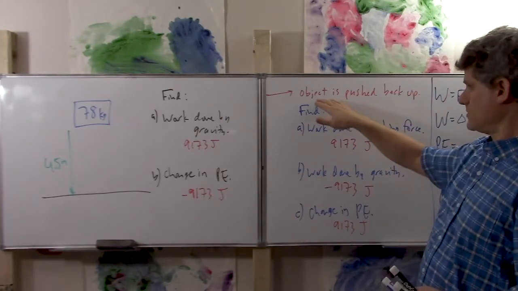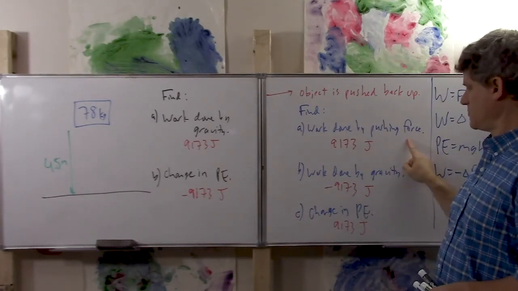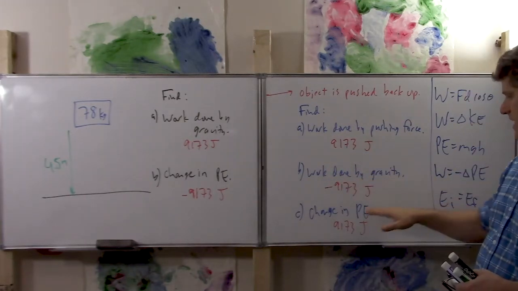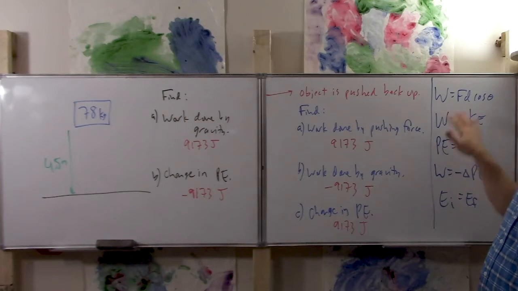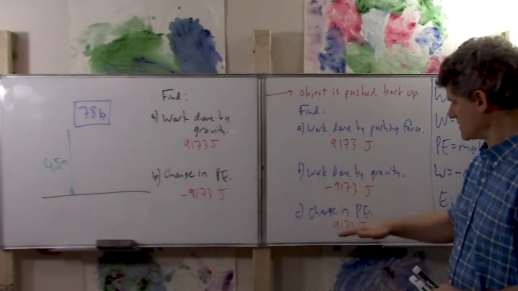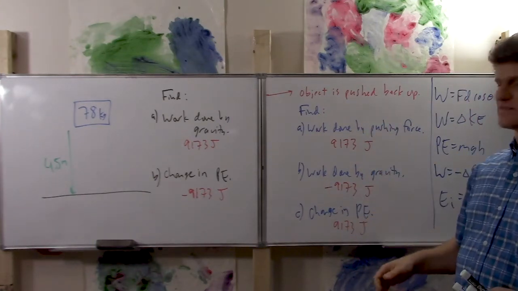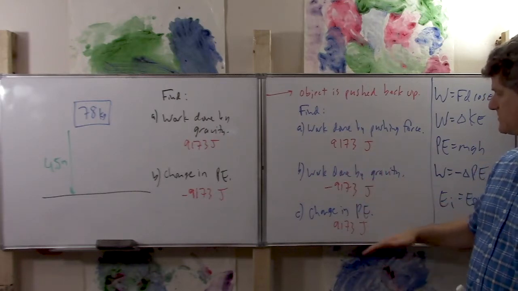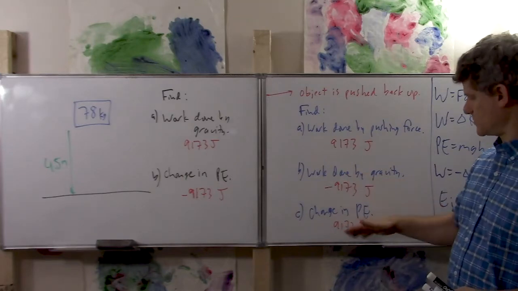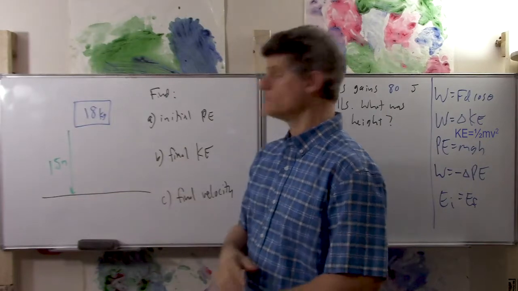All right, so now part 2 is the object is pushed all the way back up to the top. What is the work done by the pushing force? That's a positive 9173 joules. Then the work done by gravity and the change in potential energy. For those two, you would need to start with an equation and work through and show that you can get the correct sign. You don't want to get the wrong sign and then just put a negative sign or cross out a negative sign at the end because you know it should be negative or positive. You want to be able to work through with the correct angle and everything so that it comes out with the right sign.